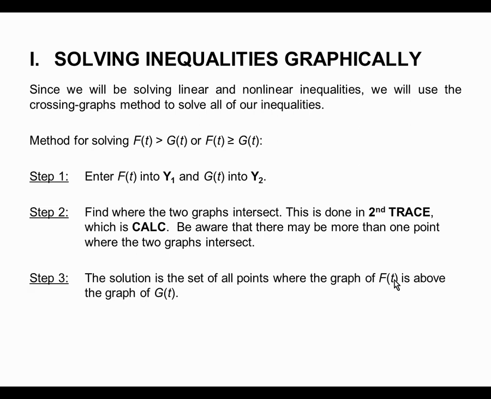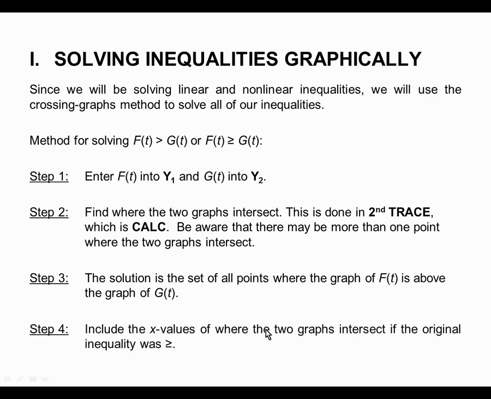Step 3. The solution is the set of all points where the graph of f of t is above the graph of g of t, because we wanted the greater than. Now if it said less than, you would want to find where f of t is below the graph of g of t. And step 4, include the x values of where the two graphs intersect if the original inequality was greater than or equal to. So step 4 only takes place if you're doing this one.